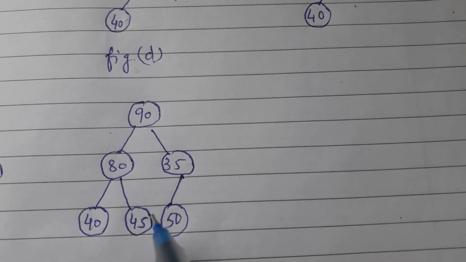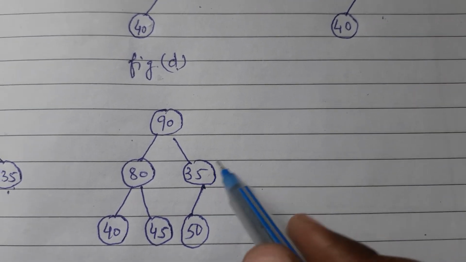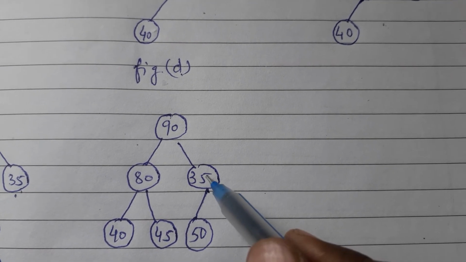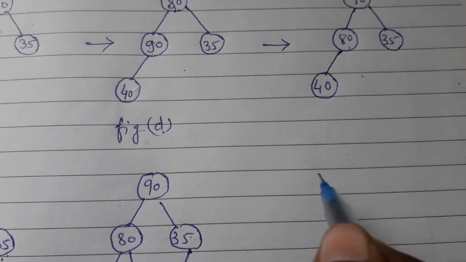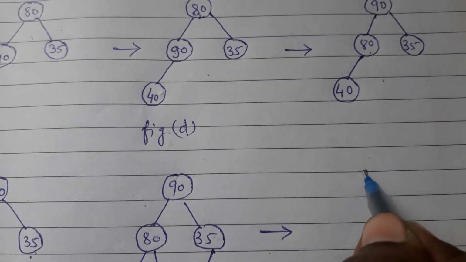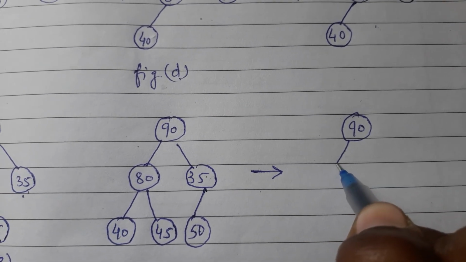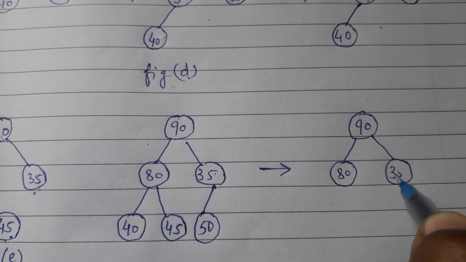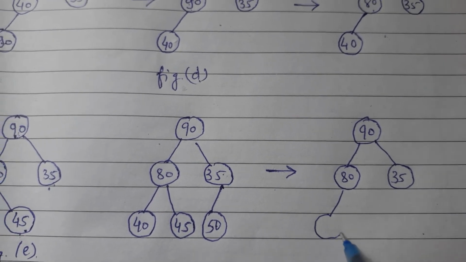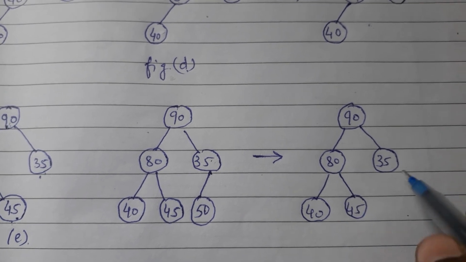So here we can see that this violates the heap property. So therefore 50 will be the parent of 35. So this 35 and 50 will be swapped. So here 90 will be the root node, 80 will be the child of 90. Now here this 40 and this 45 remain as they are.